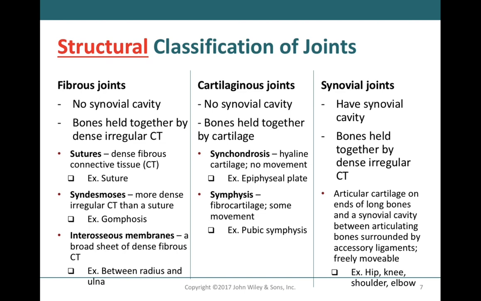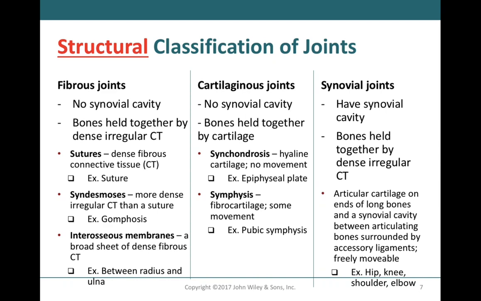Now, if you can also remember from a few slides ago, a joint structural classification is actually based on two criteria. The first criteria is the presence of a joint cavity, which can also be called the synovial cavity. And the second criteria is going to be the different types of connective tissue that we can find involved in the joint. So is there or is there not a cavity, and what type of connective tissue do we see? Those two criteria are how we classify joints structurally.